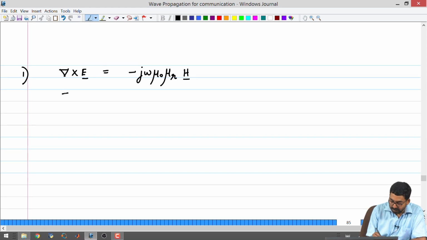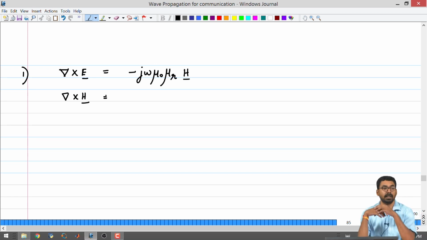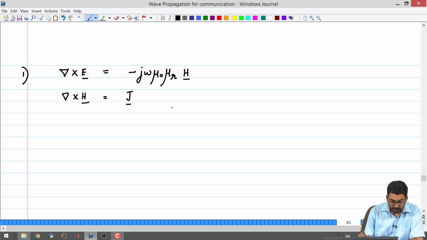Again, del cross H. Previously, we had neglected conduction current density. Now we are starting to incorporate the conduction current density also. So this would mean you have a conduction current density J. This is coming because of the charge density rho in the medium, plus j omega epsilon naught epsilon r E.